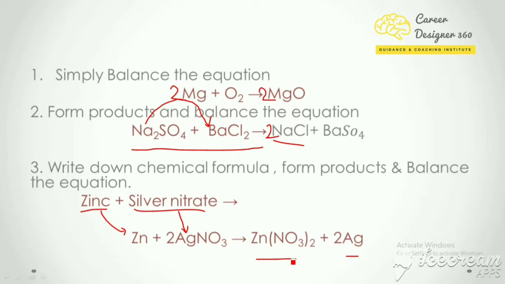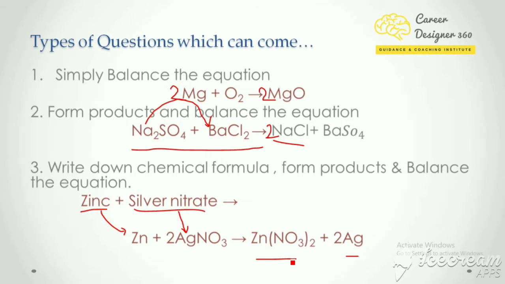Once you are done with forming the products, then the question of balancing comes in, and you can do it by simply counting the number of atoms of each element on each side and then making them the same by adding a stoichiometric constant.